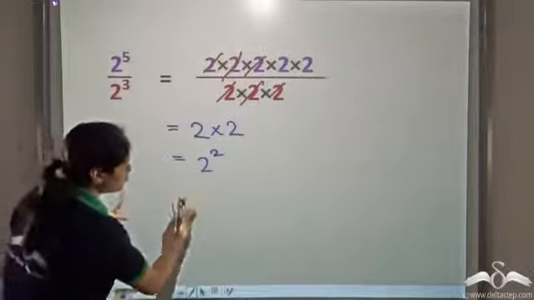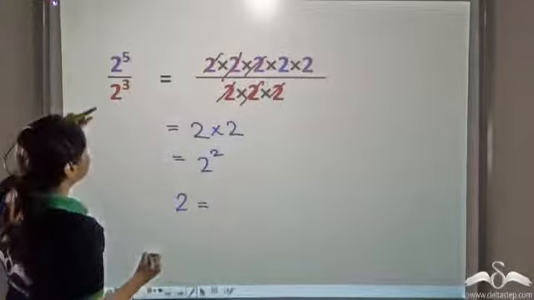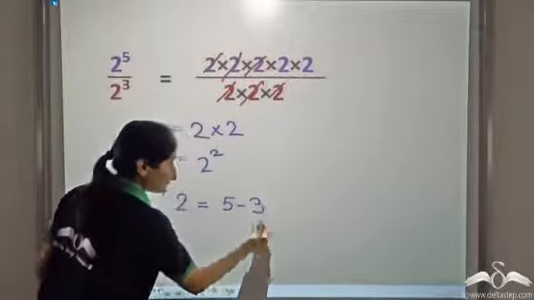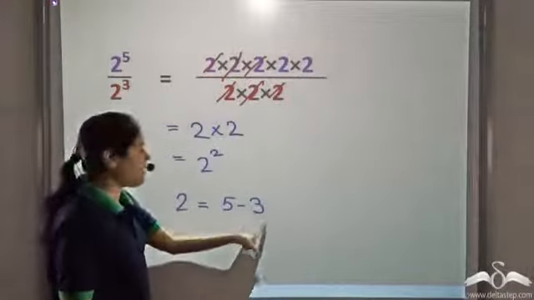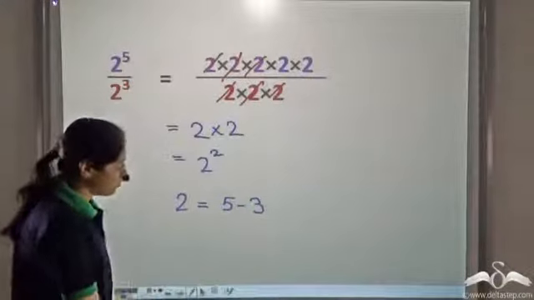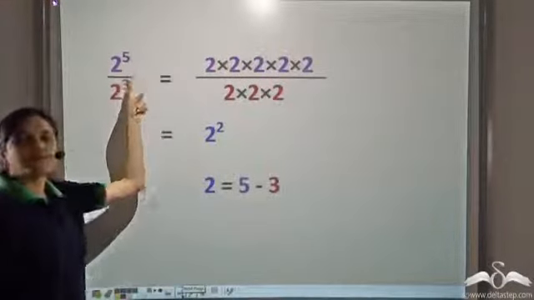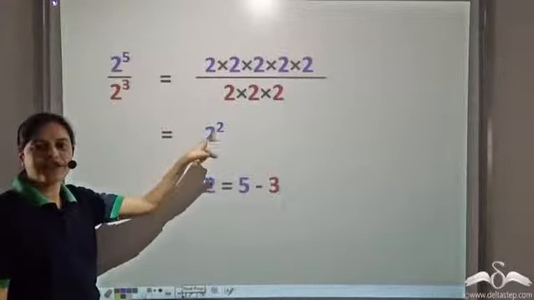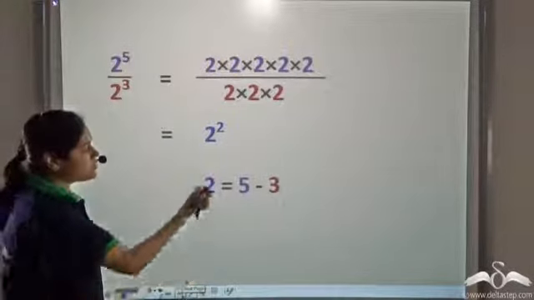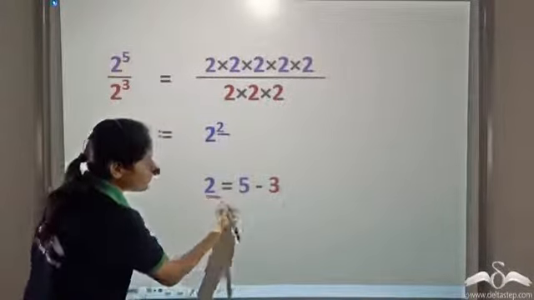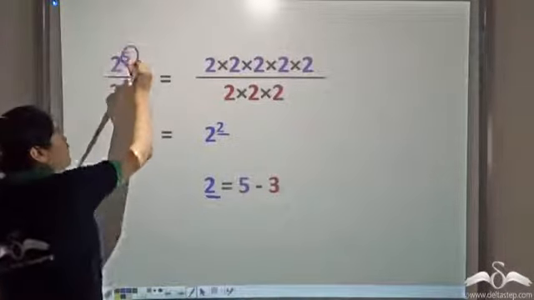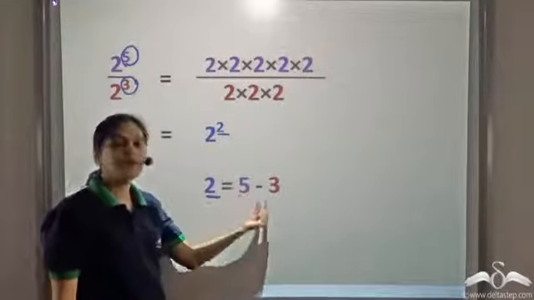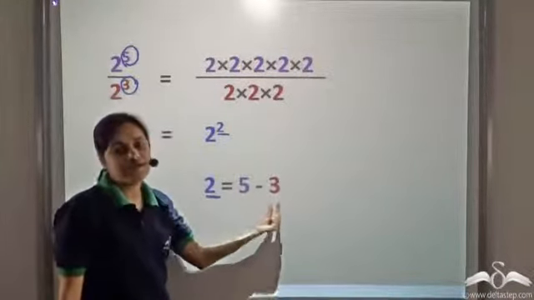Note that this 2 is equal to 5 minus 3. So 2 is equal to 5 minus 3. So we see that when exponentials with the same base are divided, their powers get subtracted and the base remains the same. So this 2 is equal to this power minus this power. That is the exponent in the numerator minus the exponent in the denominator.